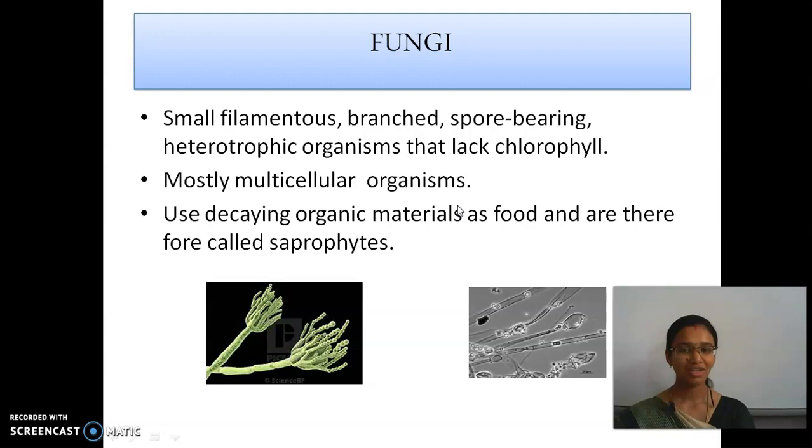Then the next one is the fungi. It is small, filamentous. See, there are many filaments, right? These are called filaments. They have branches in it, and are spore bearing. What do you mean by spore bearing? We are able to see seeds inside some flowers, like the rose. Those seeds are helpful for germination. But in this type of spore bearing, instead of seeds, spores will be there. These spores help in the reproduction of plants.